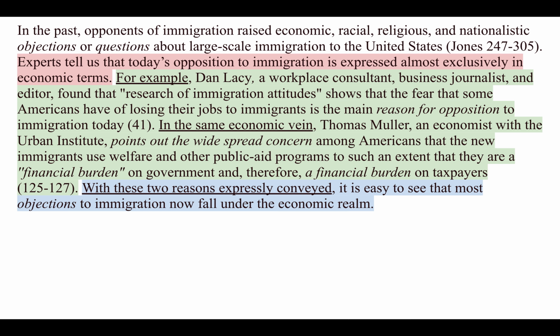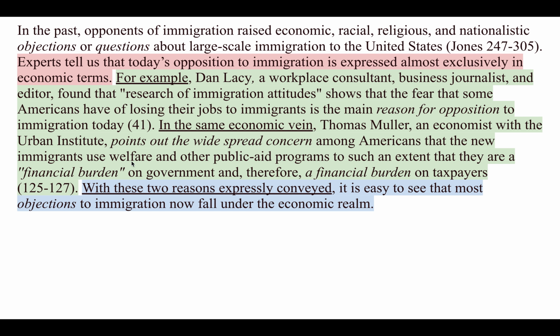So here we go. In red, we have a clear statement or claim. Experts tell us that today's opposition to immigration is expressed in economic terms. We have an example here. For example, Dan Lacey, a workplace consultant, said this. So we pull in a piece of evidence from one source. Here we have a connector, in the same economic vein, Thomas Muller. We have a little bit of information about each of these sources. Notice that we have a lot of source context before the quote, which is really strong.